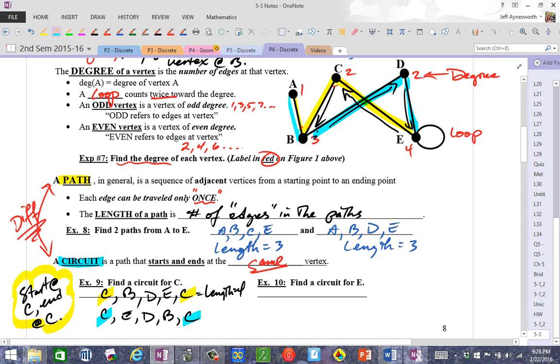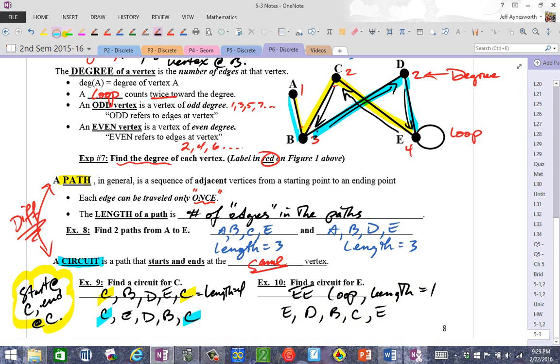Now, a circuit for E here, well, the simplest one is just E back to itself. So the simplest one is EE, which is the loop, length 1. A more fancy one, you can go from E to C to B to D back to E. So what did I just say? I said E to D to B to C back to E.